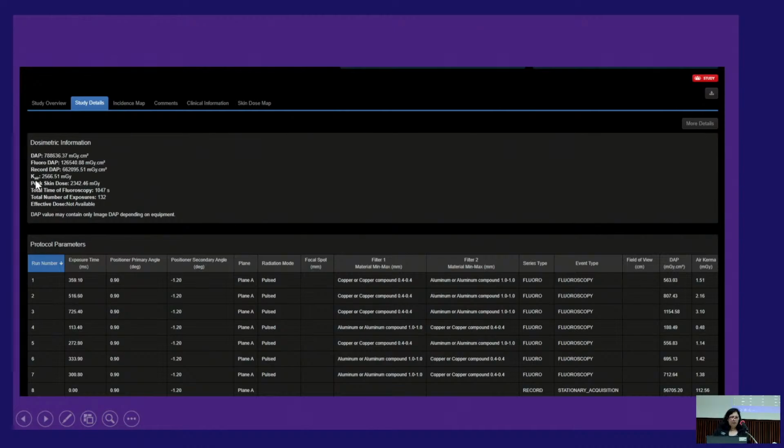see here is a 2.5 gray, but it also gives you what the peak skin dose is, and I'll talk about that in a minute. It also tells you all the runs you had throughout that case. It gives you all the information you need to make your decision whether this is a patient that I need to follow.